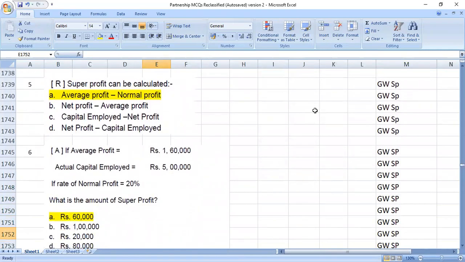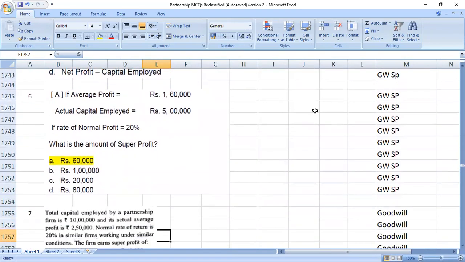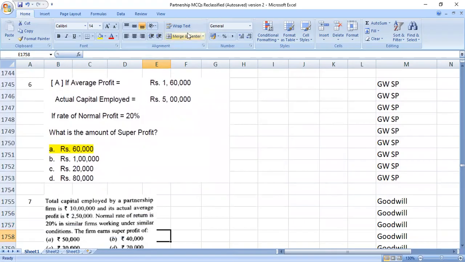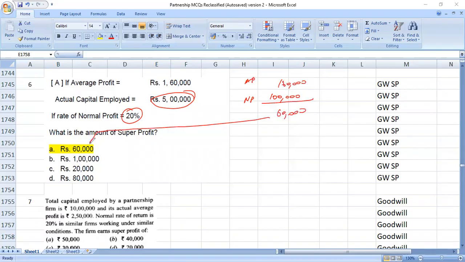Super profit can be calculated as average profit minus normal profit. Average profit 1,60,000, actual capital employed 5 lakh, normal rate of return 20%. What is the super profit? Similar question. 5 lakh at 20% gives you 1 lakh. 1 lakh is the normal profit. Actual profit is 1,60,000, and therefore 60,000 is the super profit.